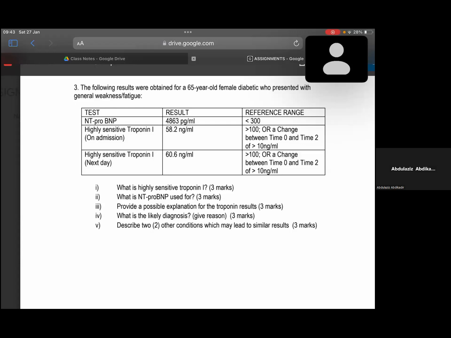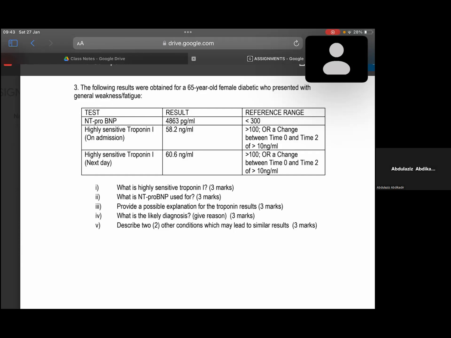Troponins are not supposed to be seen there, but it is there. It's not highly efficacious or at the cutoff range to call an MI. The highly sensitive troponin measures small amounts, but it has not reached the cutoff point to call it an MI. It should be less than 100. If it's above 100, we call it an MI, or between type 1 and type 2 it should be more than 10. This one has not reached 10. But remember, the highly sensitive troponin measures small effects.